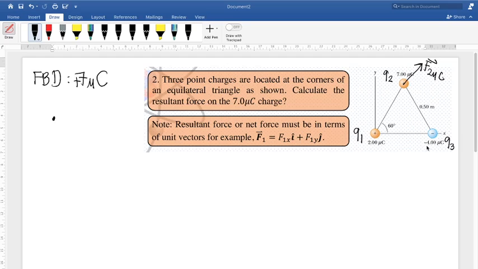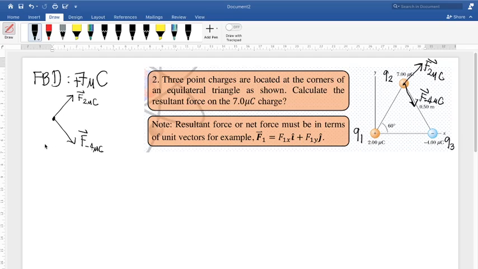Now for Q3, the negative 4 microcoulomb charge, the force is actually attractive. So the force exerted by the negative 4 microcoulomb charge is going in this direction. So in the free body diagram, we just have to put this one, the force exerted by the 2 microcoulomb charge, and this is the force exerted by the negative 4 microcoulomb charge.